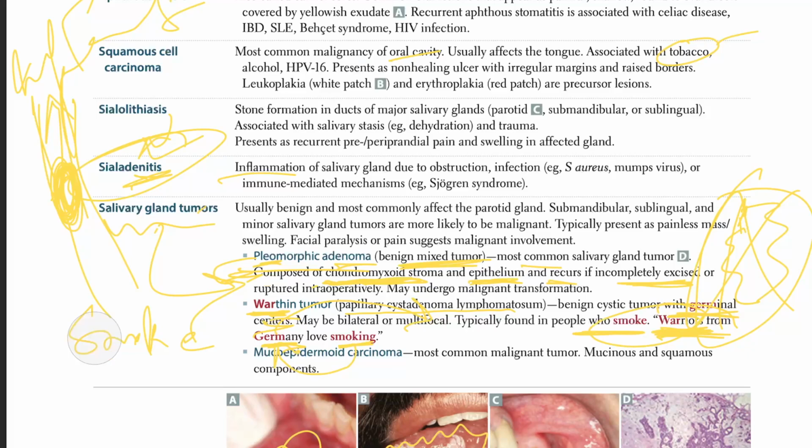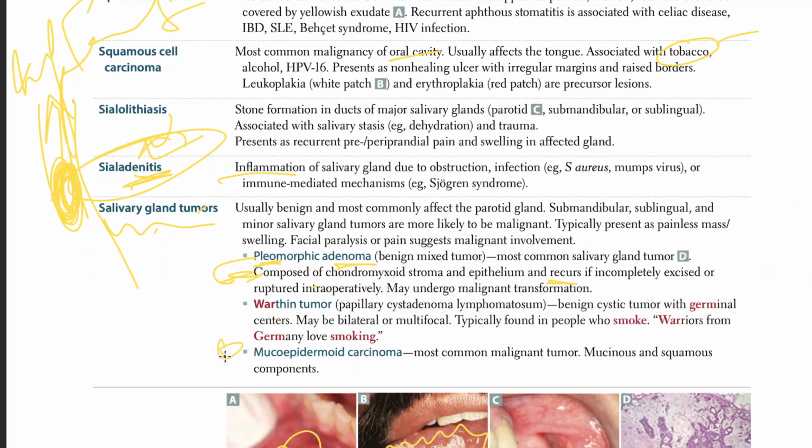Awesome. Now lastly, what do we have? We have mucoepidermoid carcinoma, the most common malignant tumor. Muco is one thing, epidermoid is two things, carcinoma. You have mucinous and epithelial, squamous-like components in that tumor.